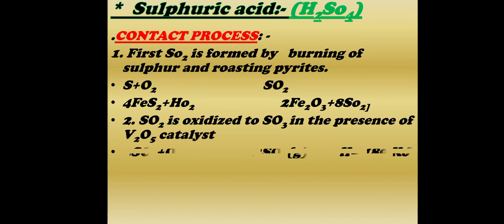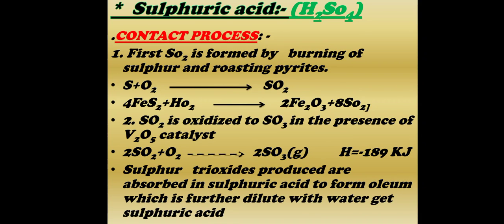The next compound is sulfuric acid, H2SO4, a very important compound. It is also called the king of chemicals because it is used everywhere in all industries and in our day-to-day life. In the manufacturing of a number of substances which we use daily, sulfuric acid is used.